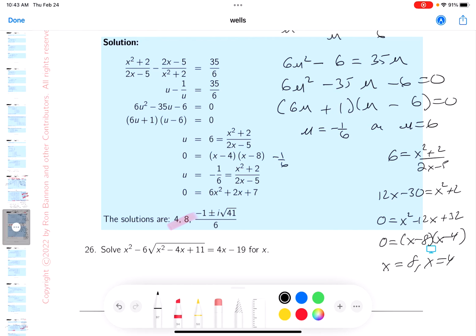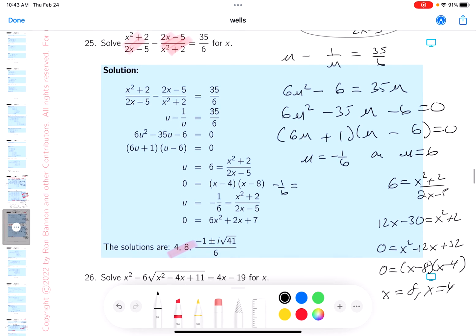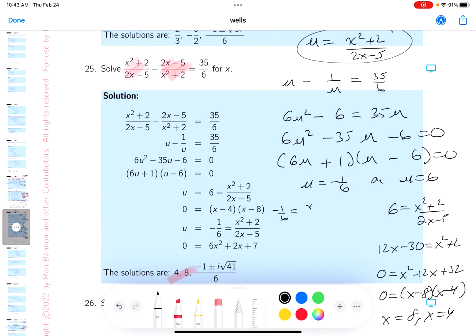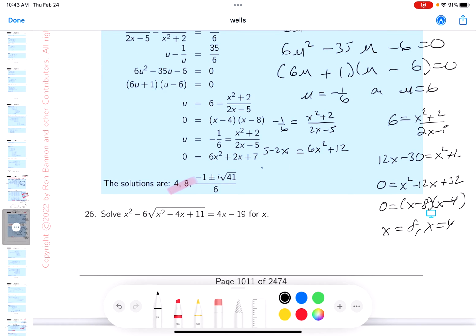Minus 1/6 equals, well, it equals that u thing, right? And that's (x squared plus 2) over (2x minus 5). Let's simplify that. What do you get? 5 minus 2x equals 6x squared plus 12. Don't despair. 0 equals 6x squared plus 2x, and then you're going to get plus 7. There's trouble here. I want to point out the trouble is I'm not going to get this using my fingers. It's not going to happen.